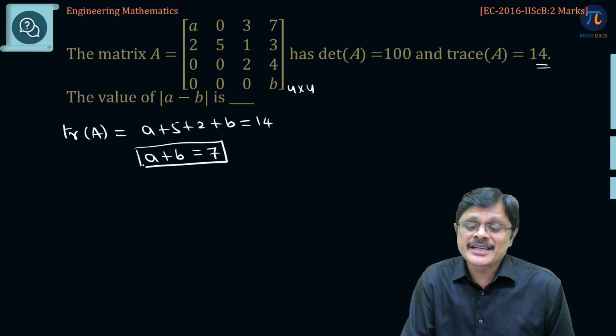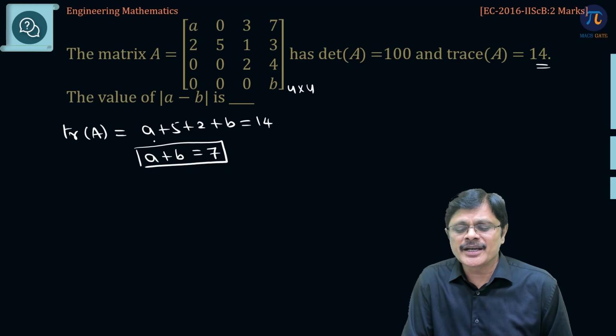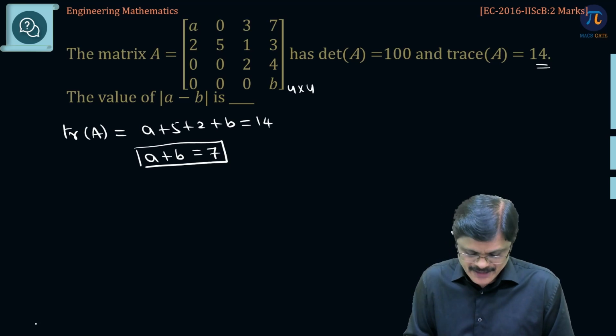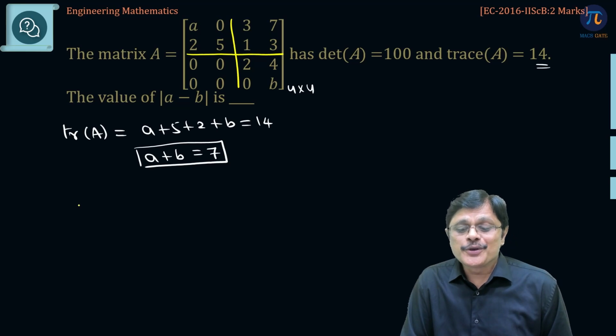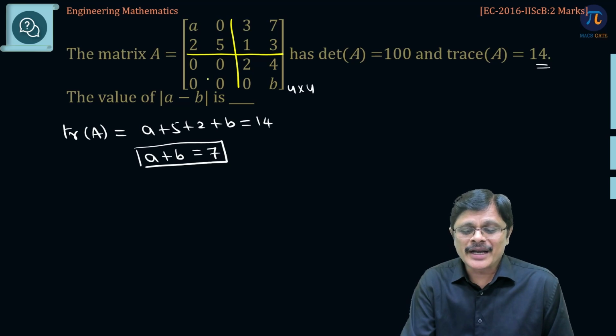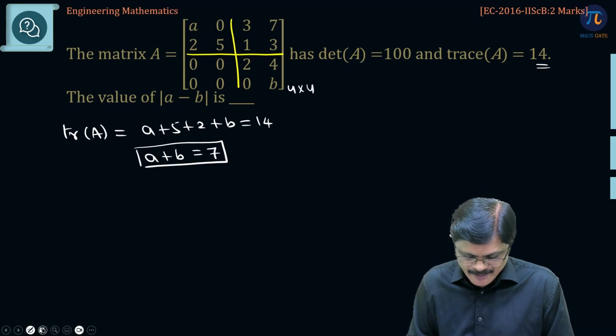Next, determinant is equal to 100. How to find the determinant of this matrix, my dear friends? See, if you observe, it is a block diagonal matrix. So you can use this. Here, in PQRS, R is 0. So, what is determinant of A?